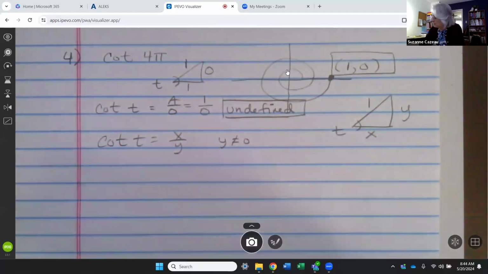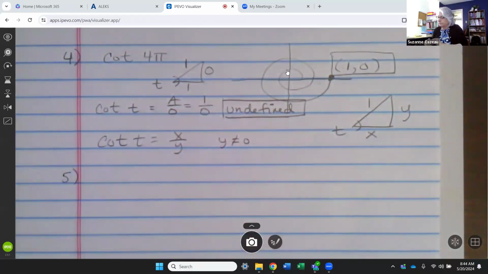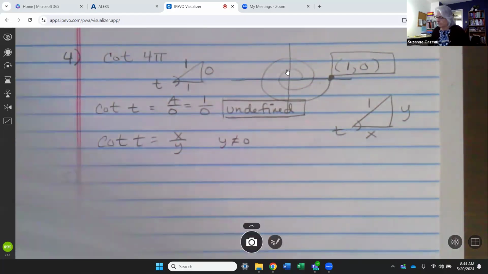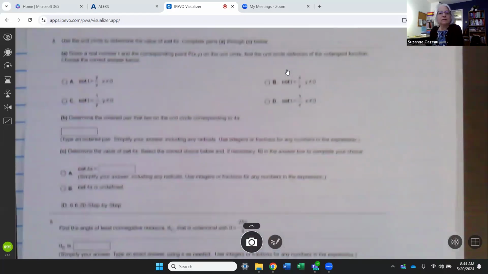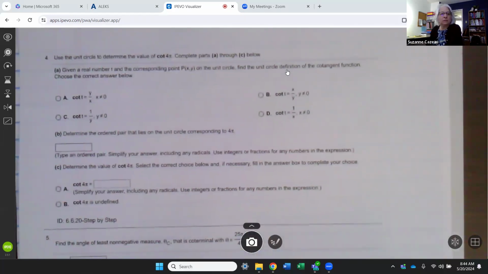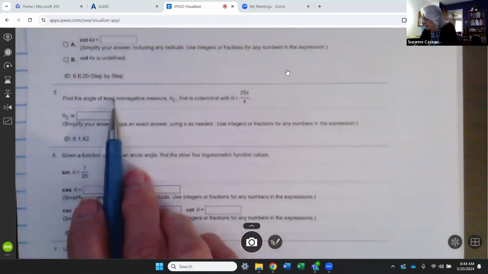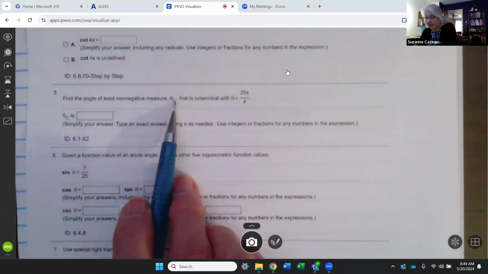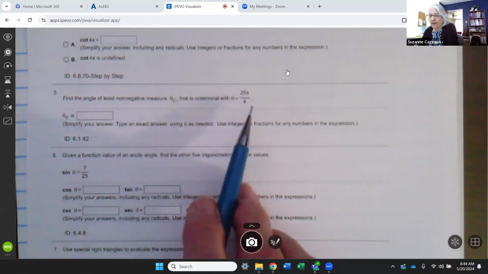Number 5. Number 5 says, so that was number 4. Number 5 says, find the angle of least non-negative measure, theta sub c, that is coterminal with theta equals 25 pi over 4.